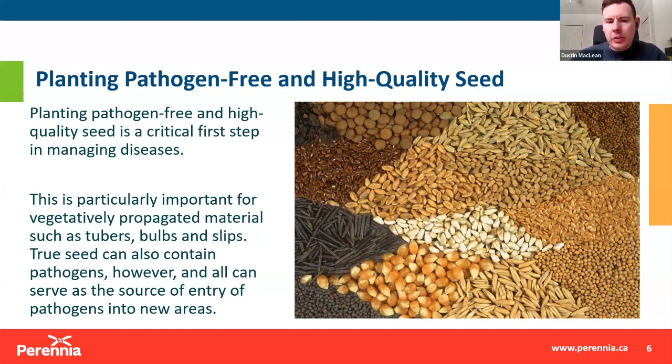Even if planting materials are apparently free from disease, infection may occur if they are damaged during planting operations. So some common causes of damage include the incorrect adjustment of mechanical planting devices and seedling injury that occurs during transplanting.